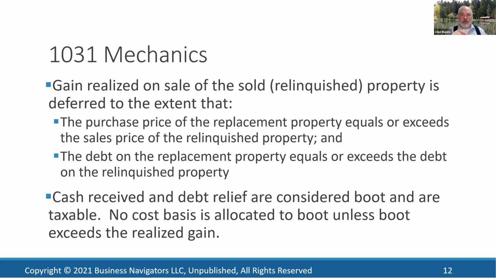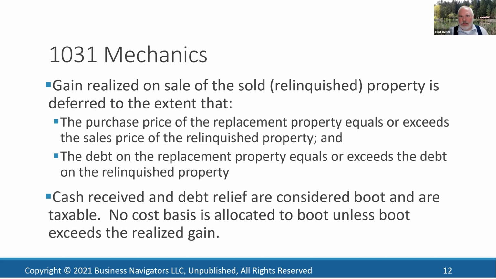So if I sell this property for $1 million, I have to go out and buy another piece of property for at least $1 million. And it can be more than $1 million, but if it's less, I'm not going to be able to defer the entire gain. So the sale price has to go across or up, and the debt on the replacement property has to equal or exceed the debt that you had on the property you own. If you've got debt on the property you own, you have to have a similar amount of debt, equal to or more, in the new property.